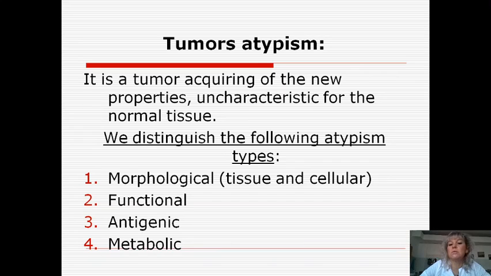We distinguish the following atypism types. Morphological, tissue and cellular. This type of atypism is more important for pathologists, for pathological anatomy diagnosis. Functional, where we see the appearance of a new function. Antigenic, where we see new antigen characteristics, and this type of atypism we use in immunohistochemistry. And metabolic.